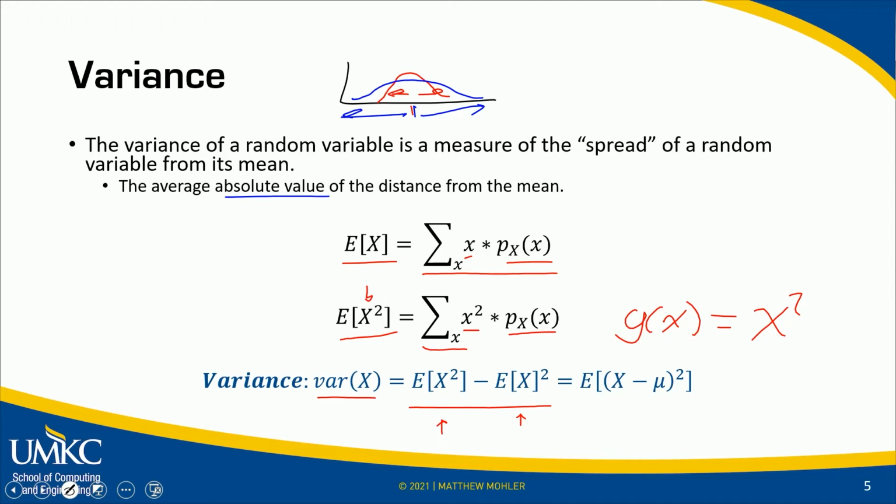The other way to look at this is just the expected value of the distance of x from the mean squared. Now, this equation here on the right probably makes a little bit more sense. It's a little bit more like what we were talking about up here when we said that we're looking for the average absolute value of the distance from the mean. And so we can go through and very quickly see that this equation here on the right works.